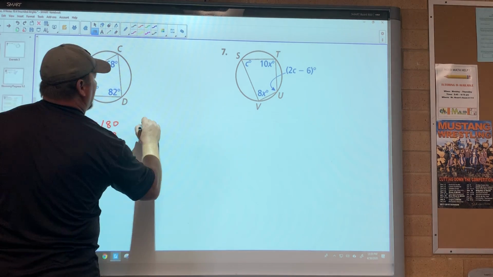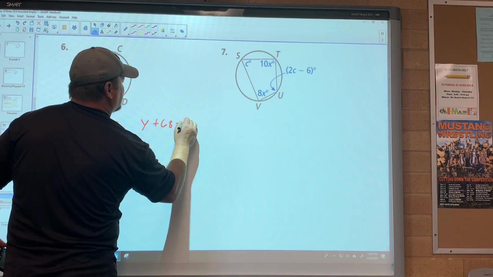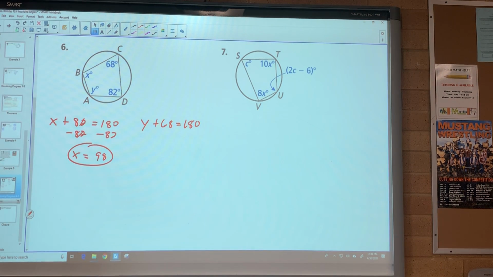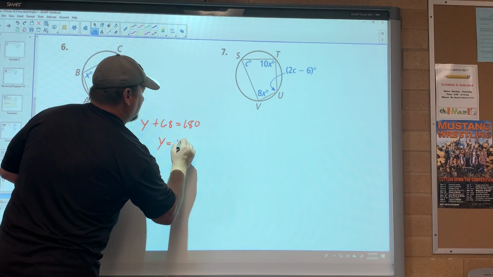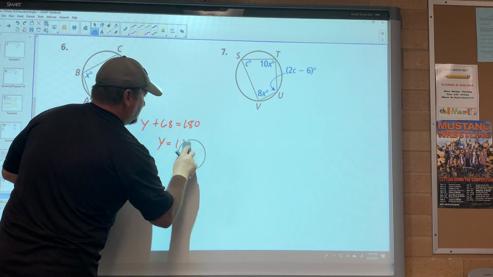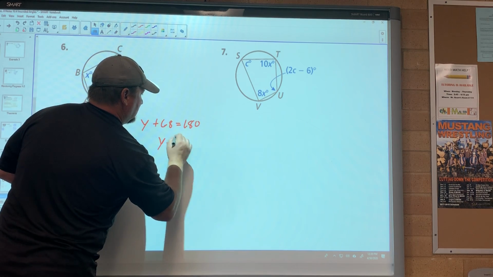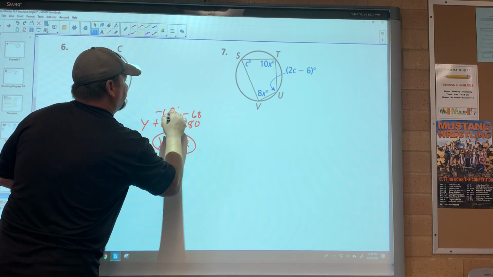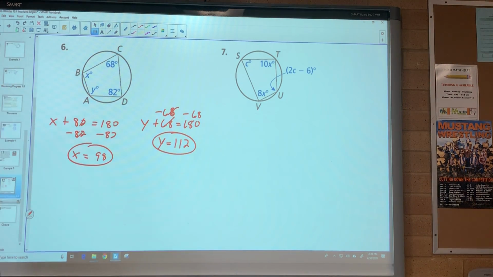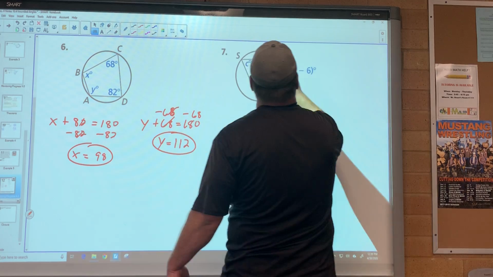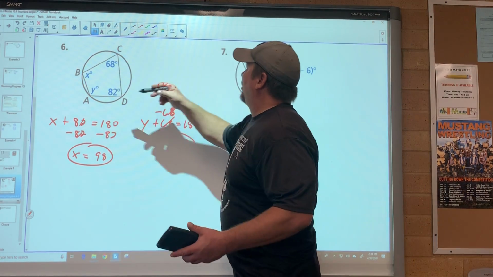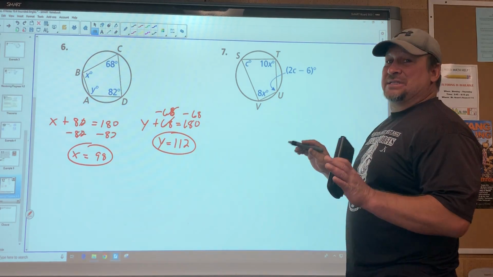And then y plus 68 equals 180. Because those two have to add up to 180. And 180 minus 68 is 112. So minus 68, minus 68. Okay, same thing's going to happen over here. We just have a little bit bigger items. So watch. There's no actual angles like these. They're all just variables. That's okay. It doesn't matter. Just set up your equation.